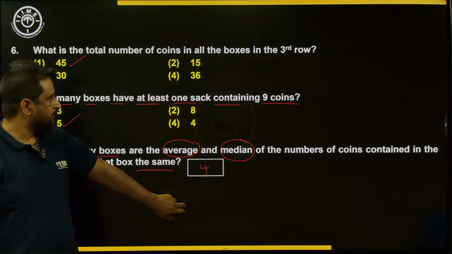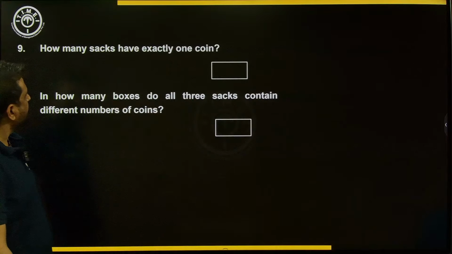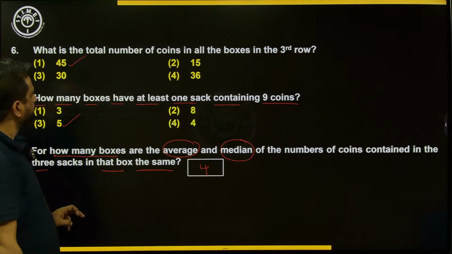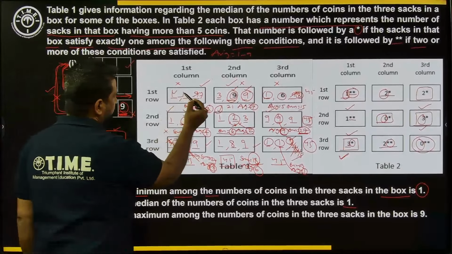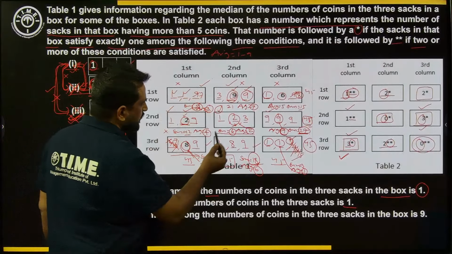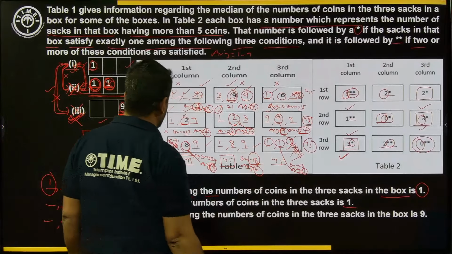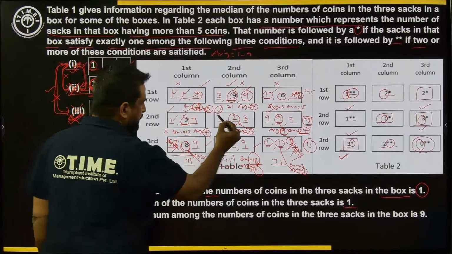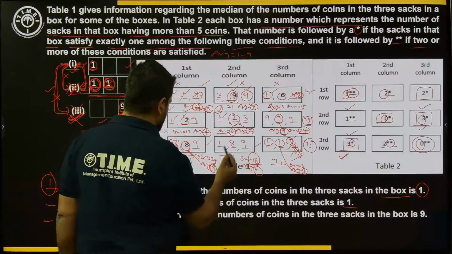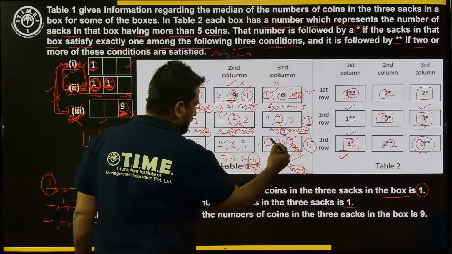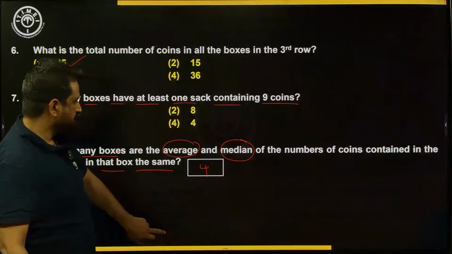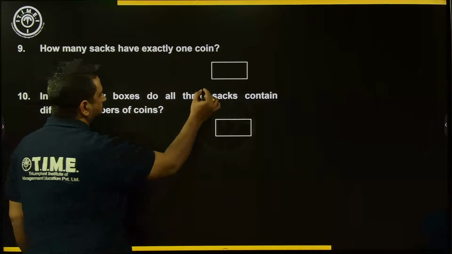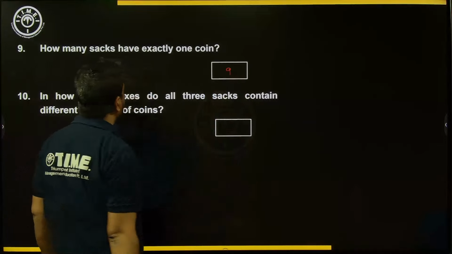Now let's move further. How many sacks have exactly 1 coin? How many sacks are having exactly 1 coin? 2 sacks are having 1 coin, and a third sack 3, 4, 5, 6, 7, 8, and 9. A total 9 sacks are having exactly 1 coin.